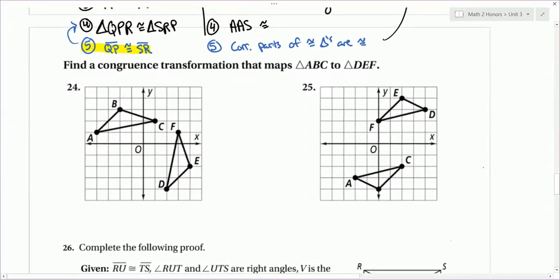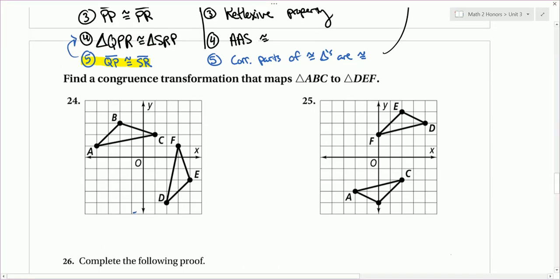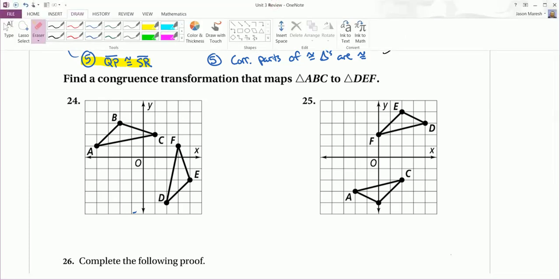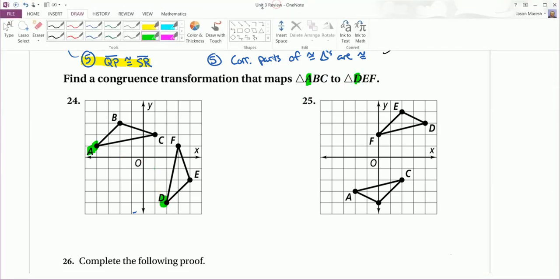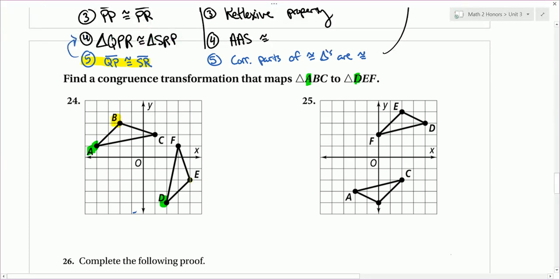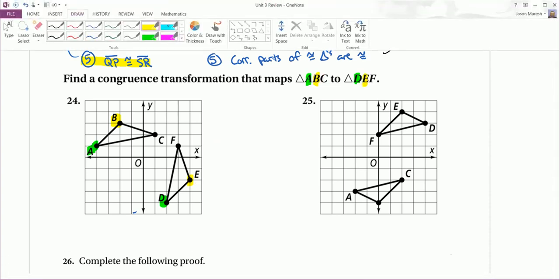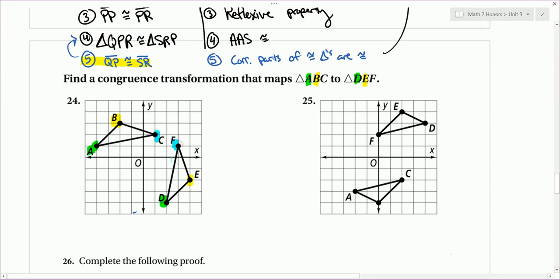Number 24, find a congruence transformation that maps triangle ABC to triangle DEF. So in 24, we want to match up that triangle ABC with DEF. Notice the ordering of the letters. So point A, A is the first letter, right? We want that to match up with the first letter D, so that's going to end up where point D is. And point B, we want that to match up where point E is, because those are the second letters. And there's one left, so point C is going to end up where point F is.